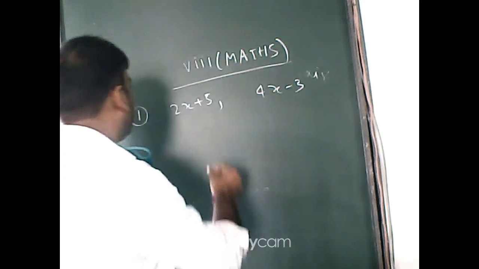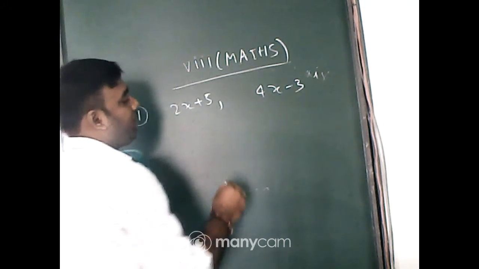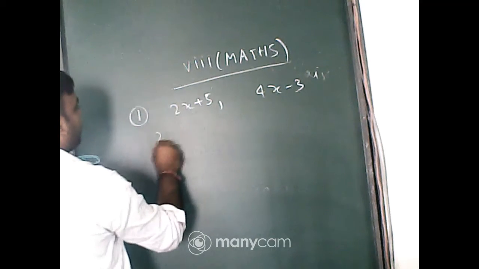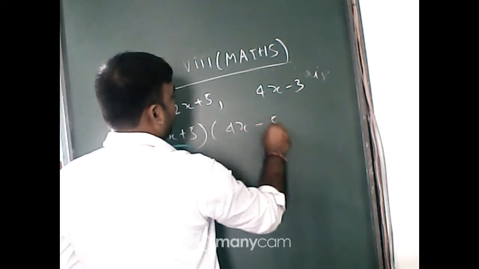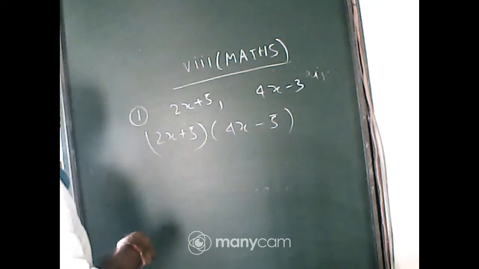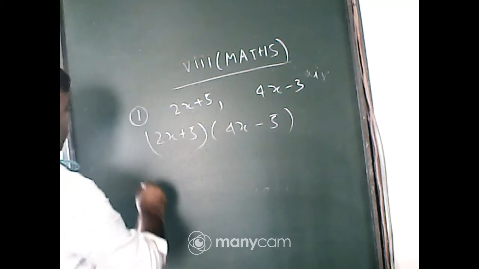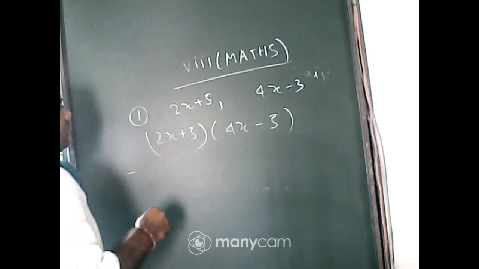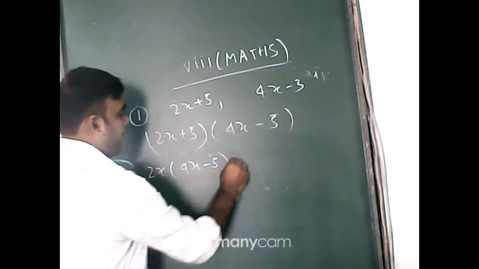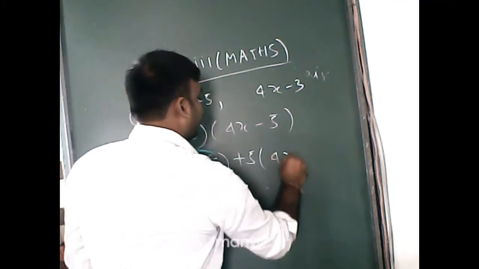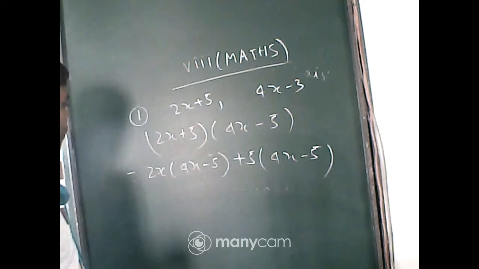So first question: 2x plus 5 into 4x minus 3. For solving this type of question, you write 2x plus 5 in a bracket and 4x minus 3. Both are binomials because each has two terms. For multiplying these, do 2x into 4x minus 3 plus 5 into 4x minus 3. Follow that step only.